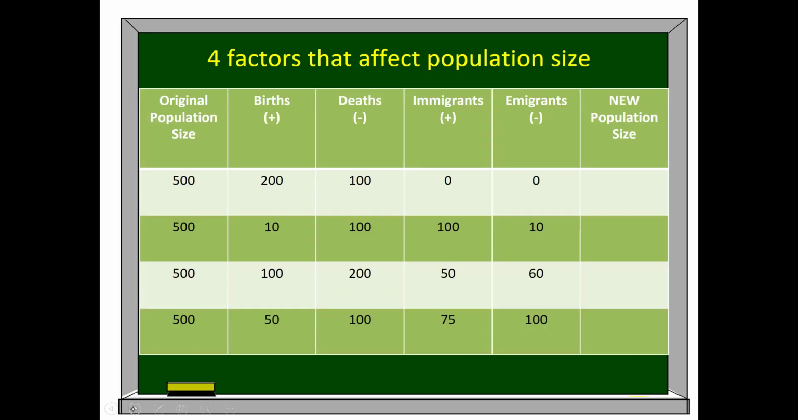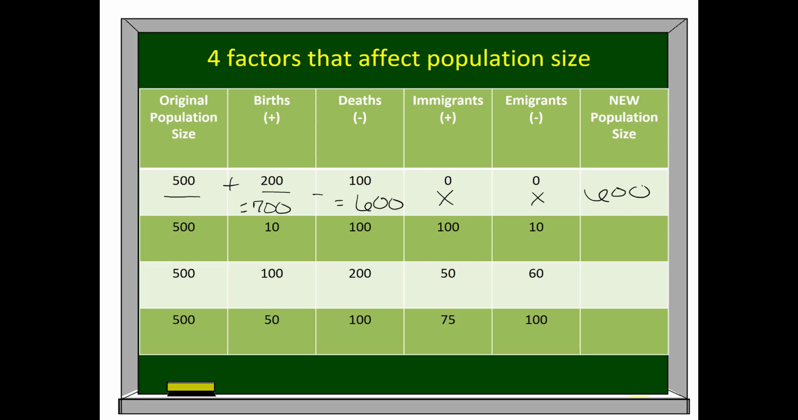Now, when we look at a table like this, you can put together what might happen to that population based on those four factors. So if we have an original population of 500 and we have 200 births, that's obviously going to put us at 700. Okay, so 500 plus 200 gives us 700. But then we have 100 deaths. So minus that 100, that's going to put us at 600. There's no immigration, there's no emigration, so our new population is 600.